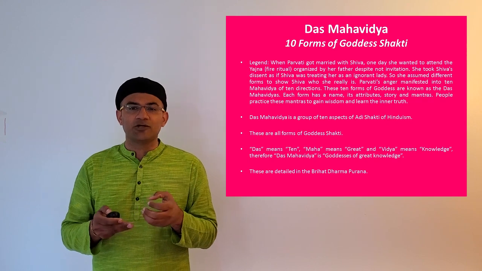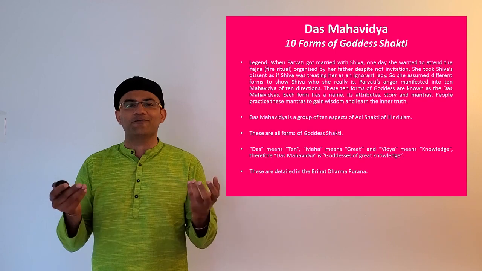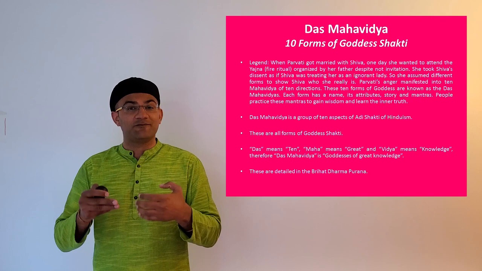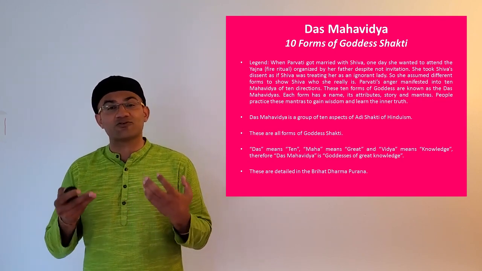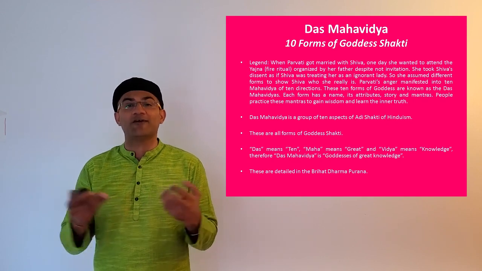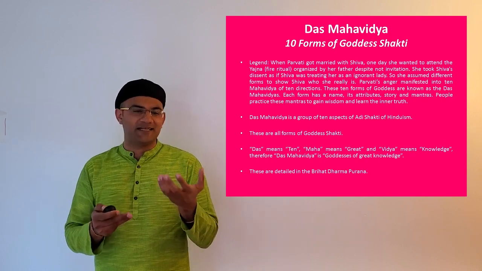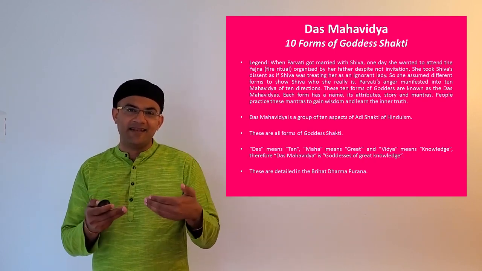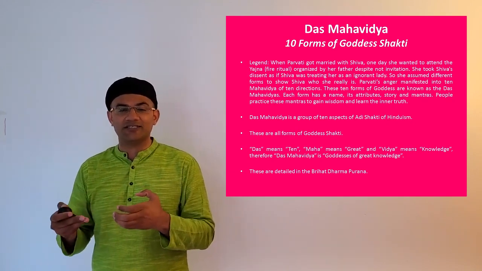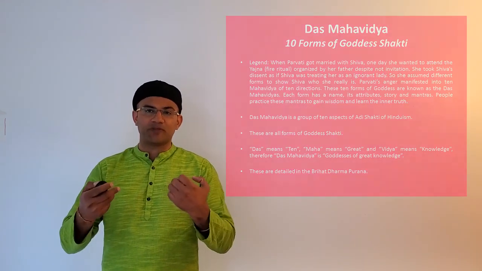fire sacrifices. So then she manifested herself into 10 different forms, and that became the 10 Mahavidya. With these 10 forms, she wanted to show Shiva that, look, I also possess so much knowledge. In fact, whatever form of knowledge is out there, I am that form. Das means 10, Maha means great, and Vidya means knowledge. So she became those 10 great forms of knowledge, the 10 Mahavidyas.